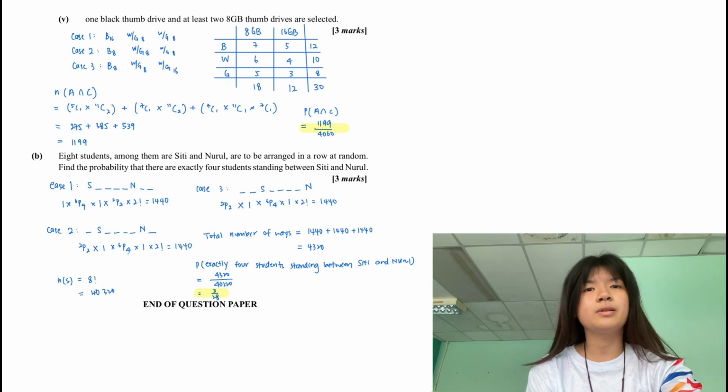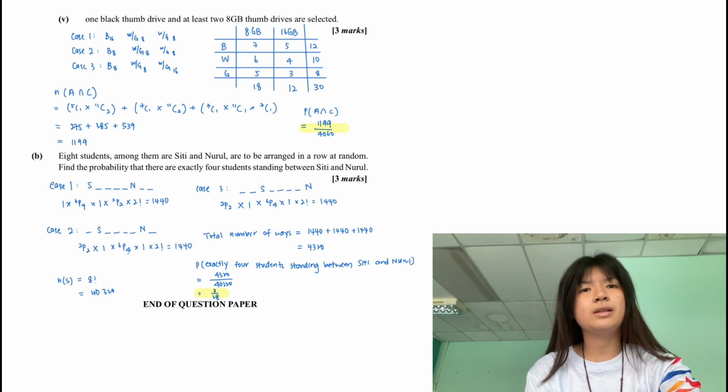And the number of samples is 8 factorial, which is 40320. So the probability for exactly 4 students standing between City and Nehru is 4320 over 40320, which gives 3 over 28.